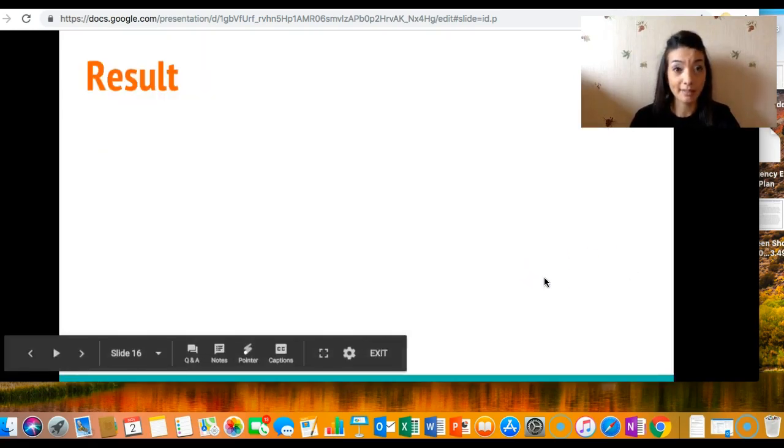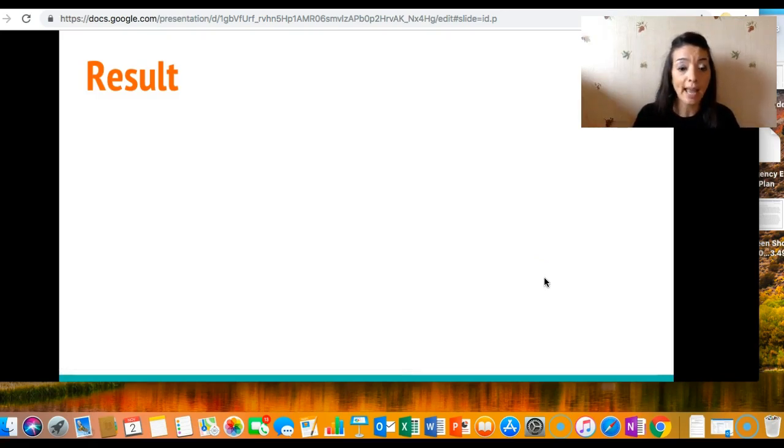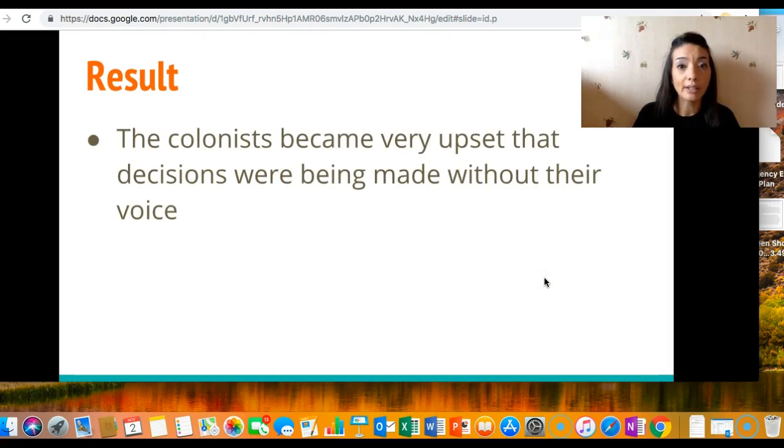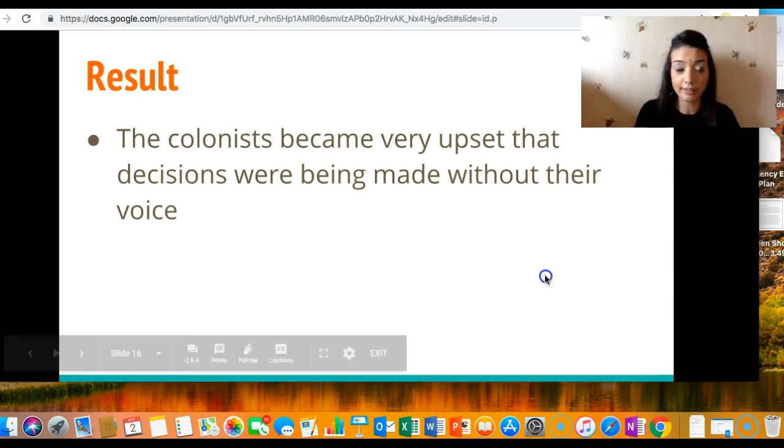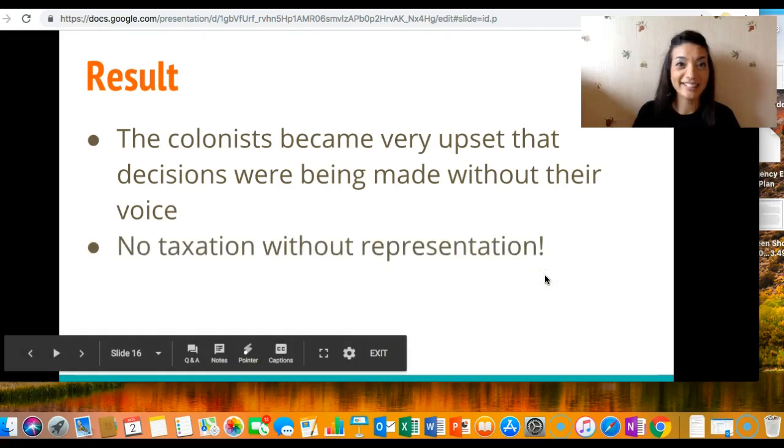Okay, now coming to the end, what was a result of all of these intolerable acts? Well, the colonists became very upset that the decisions were being made without their voice. Remember the phrase? Can you say it? Do you remember it? No tax without representation. You can't make laws for us, King George, if we don't get a say in those laws. There it is, no tax without representation.